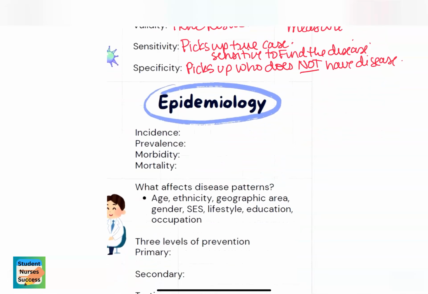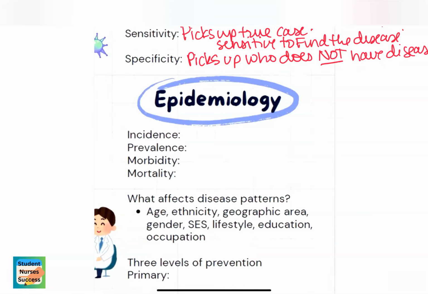Now let's talk briefly about epidemiological terms. Incidence is the number of new cases. One of the ways I remember this is new and incidence. There's two N's there. Prevalence is the number of existing cases.